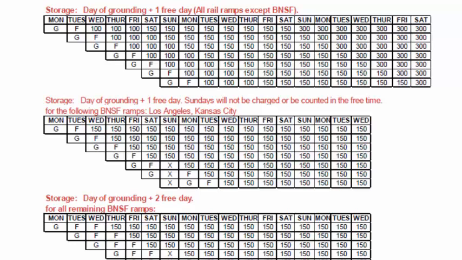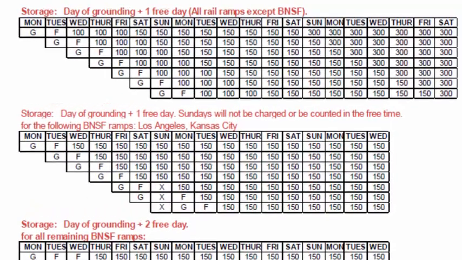Let's focus on the first one for illustrative purposes. Day of grounding plus 1 free day. We see Monday, Tuesday, Wednesday, Thursday, Friday. We also see the letters G and F. That's the day of grounding. That means when the train arrives to the ramp and the trailer is grounded, offloaded from the train. There's 1 free day for the drayage person to come in and get that trailer out of there.